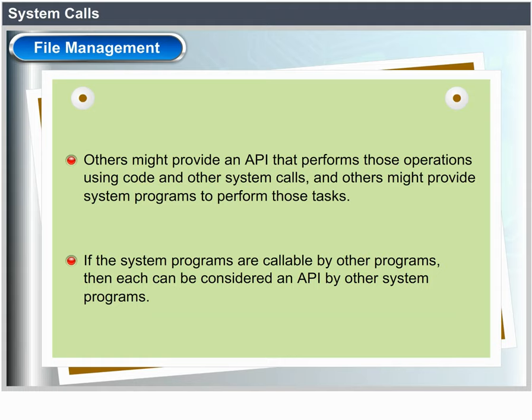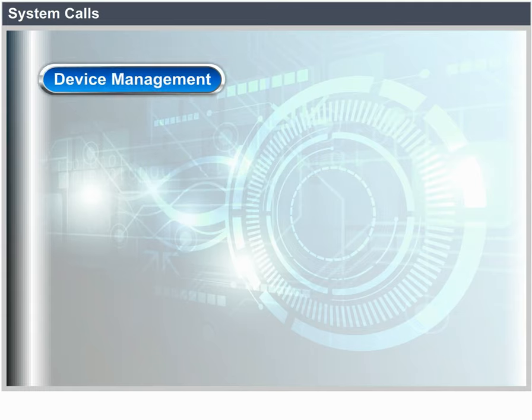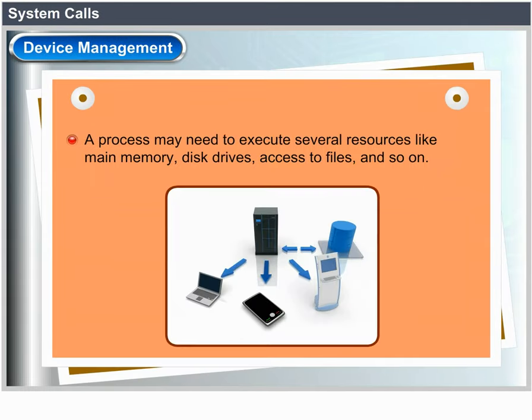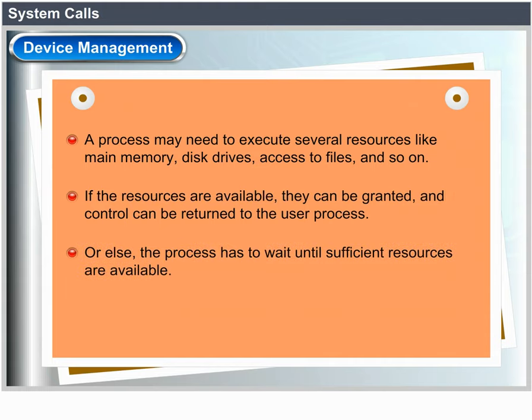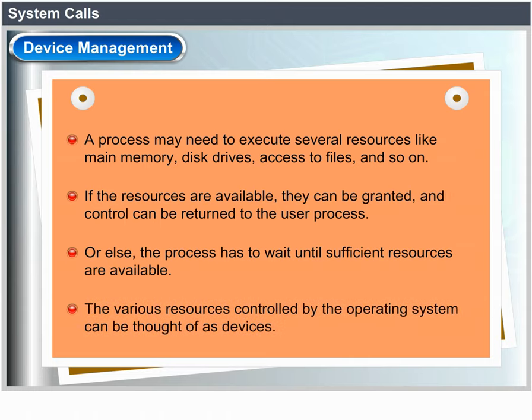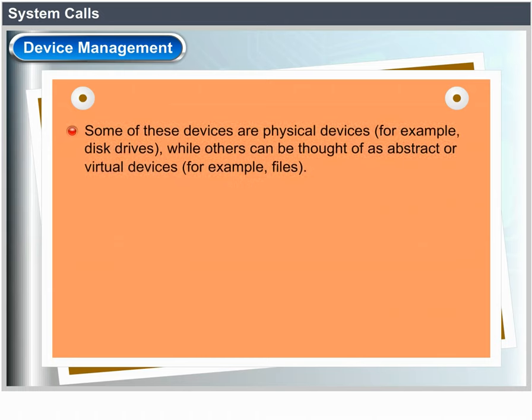Device management. A process may need several resources to execute: main memory, disk drives, access to files, and so on. If the resources are available, they can be granted and the control can be returned to the user process. Otherwise, the process will have to wait until sufficient resources are available. The various resources controlled by the operating system can be thought of as devices. Some of these devices are physical devices, for example, disk drives, while others can be thought of as abstract or virtual devices, for example, files.